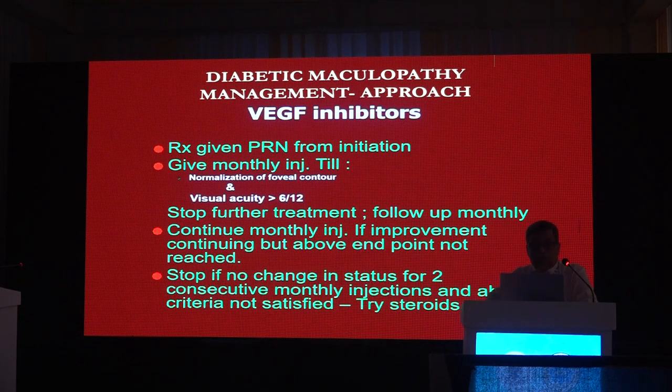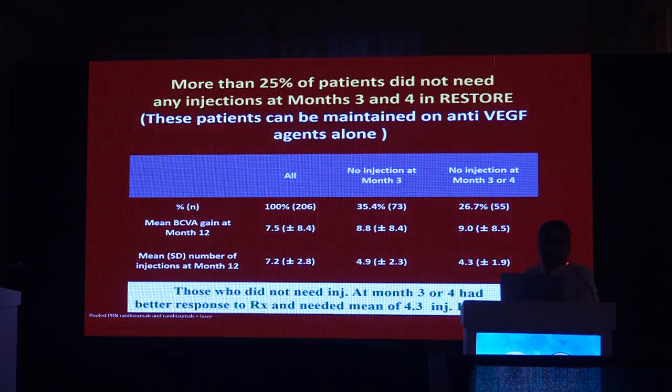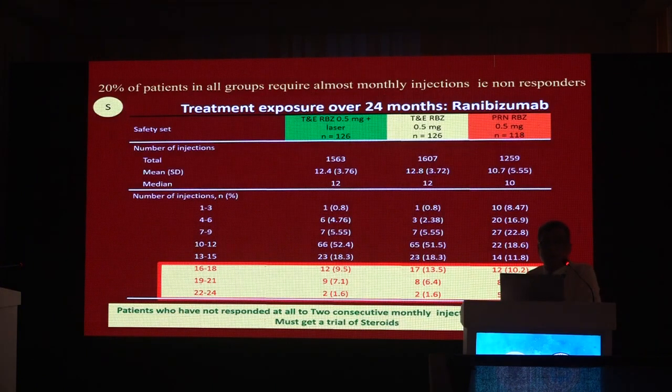And if you get no further improvement, you can stop, continue on follow-ups, or you can give a trial of steroids to these patients. Remember, 25% of patients, even with ranibizumab, do not need any injections after the first 3 injections. This is based on the RESTORE trial. And these patients, whom you can call elite responders, actually need just 3 to 4 injections in the whole year. The other important thing is, at the same time, there are 20% patients who will not respond through 2 years of treatment.